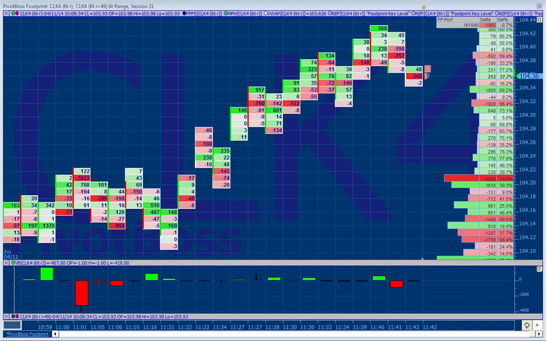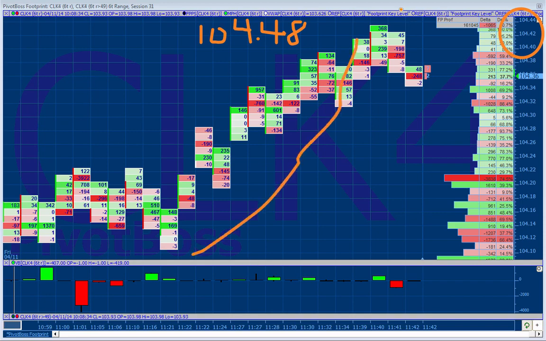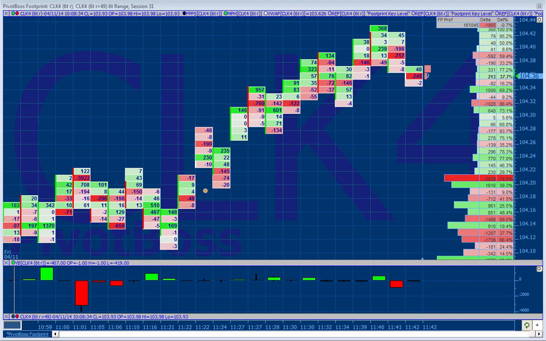Now you can see the original idea was that if we can get through 103.80, we're likely going to see 104.40s. Here's 104.40s. The high of the year is 104.48. We knew that if price broke through 103.80s, we were likely going to see a test of the high of the year. That's what happened, okay?